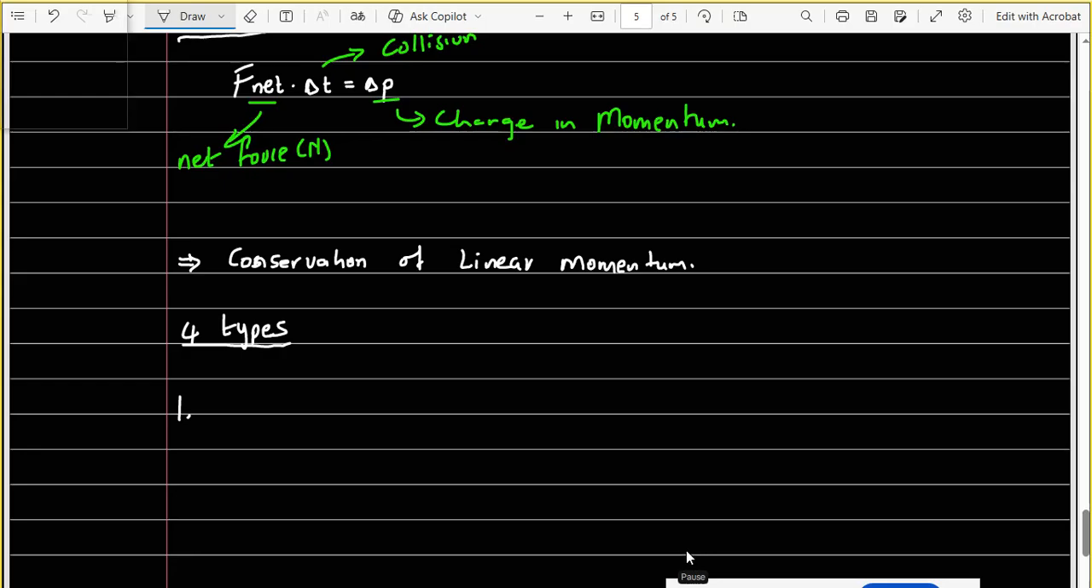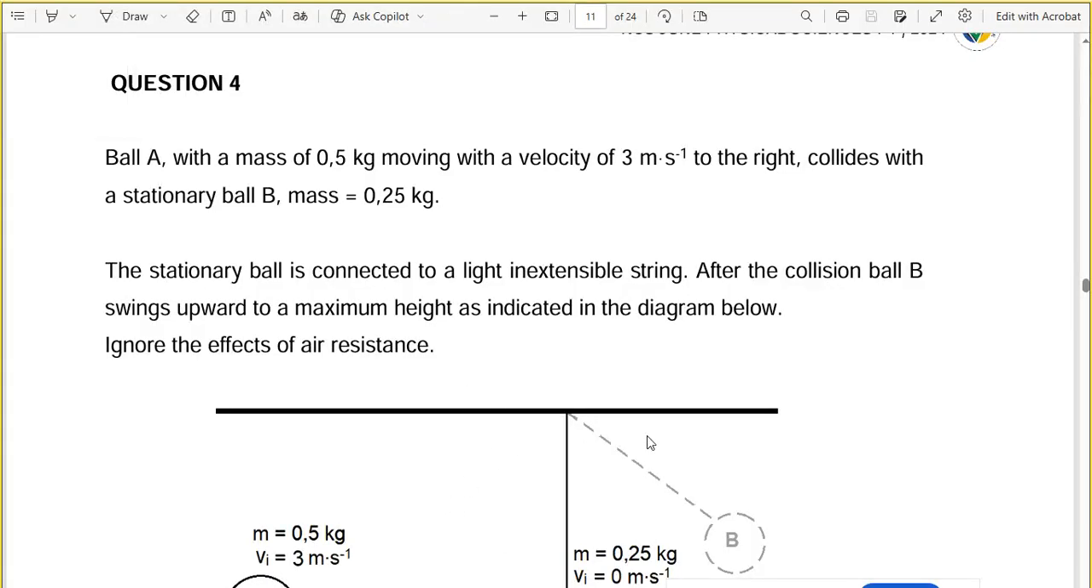No problem. Okay, let's look at this question. What are they saying in the statement? Can you please read the statement for me?